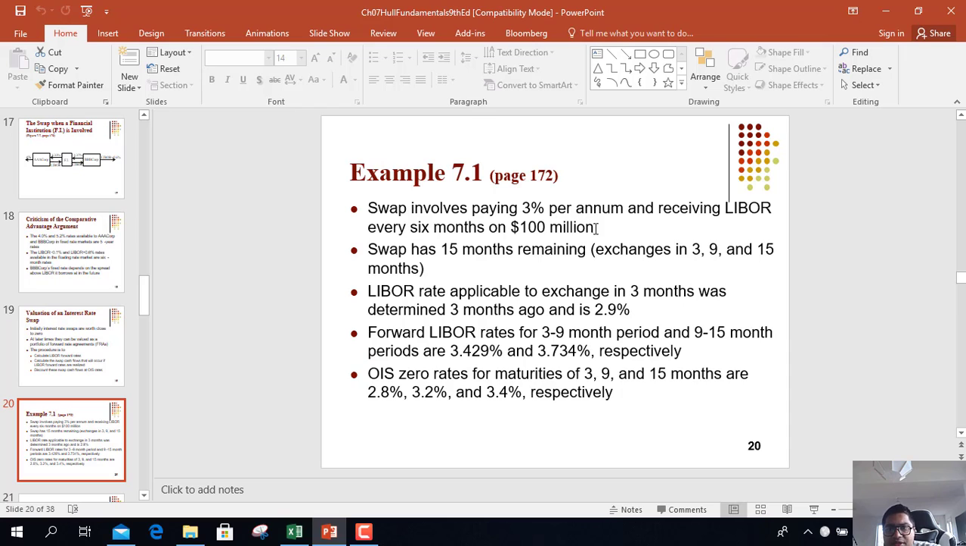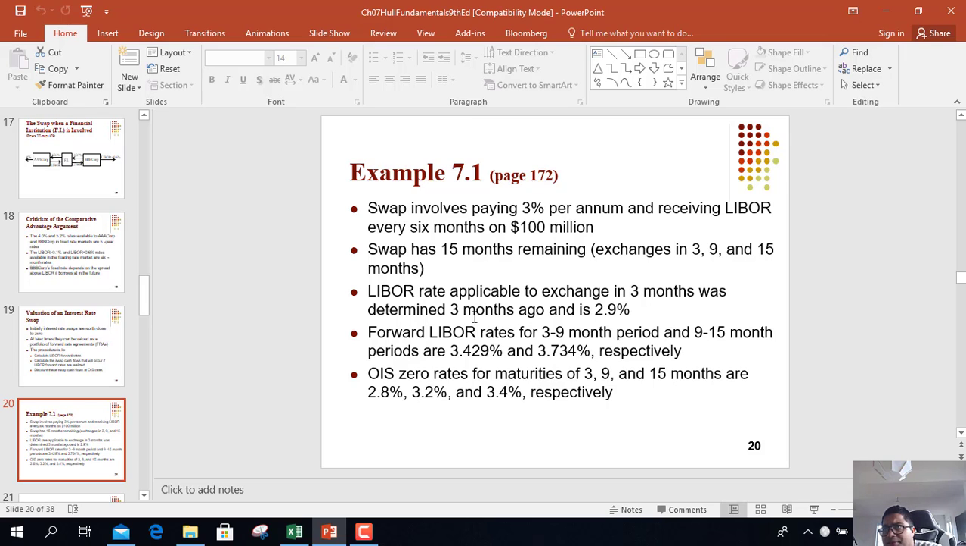A swap paying 3% per annum receives LIBOR every 6 months on 100 million. The swap has 15 months remaining. Exchange is going to happen in 3, 9, 15 months. The LIBOR rate applicable to the exchange in 3 months was determined 3 months ago at 2.9. Forward LIBOR rates for 3 to 9 months and 9 to 15 months are 3.429 and 3.734. OIS rates for maturities 3, 9, 15 are 2.8, 3.2 and 3.4.